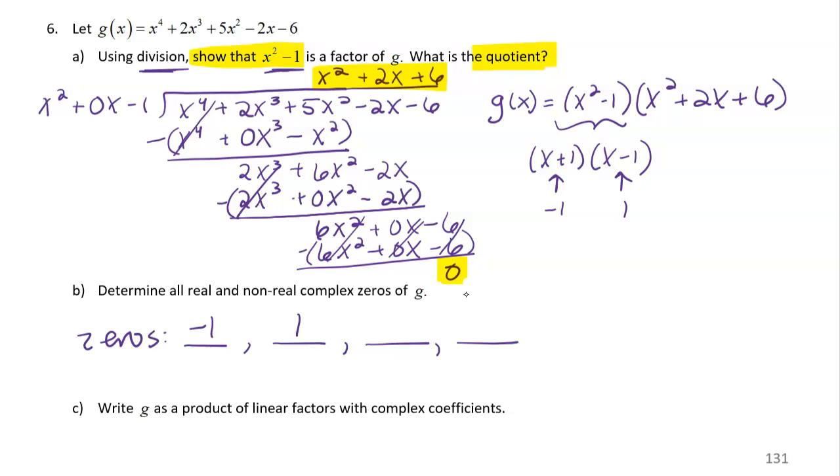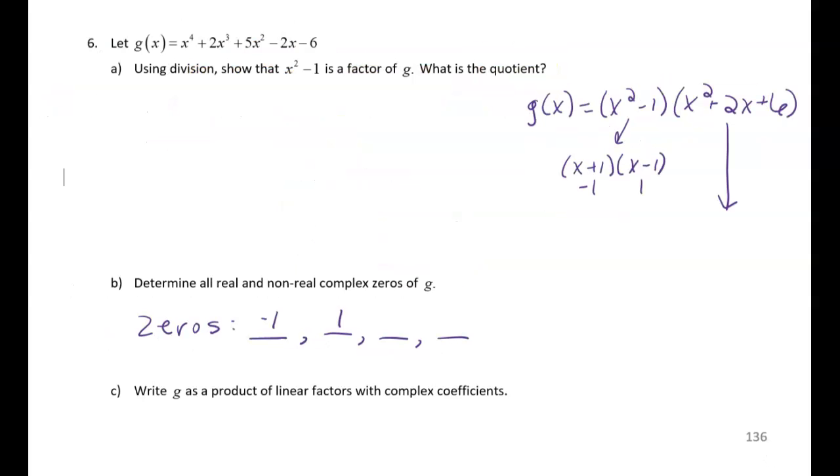And then I'm just looking for 2 more. I'm going to have to get my other 2 from this, okay? But this is what we call the irreducible quadratic, meaning that I can't use just regular old factoring to break that down. I'm going to have to go to my quadratic formula and see what I can do with that.